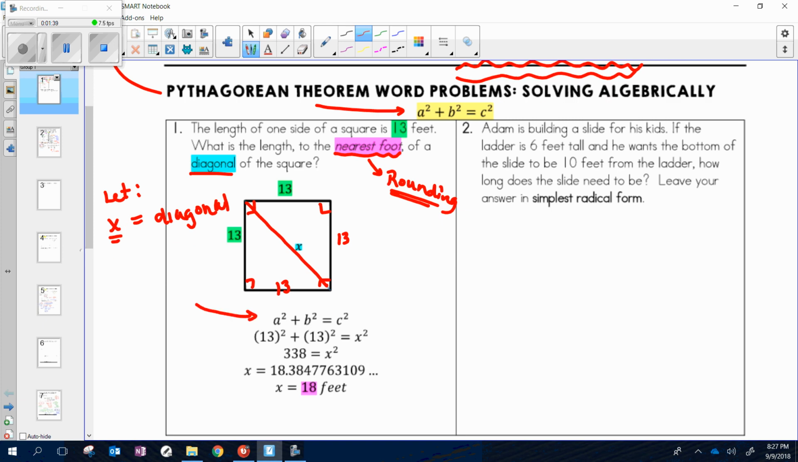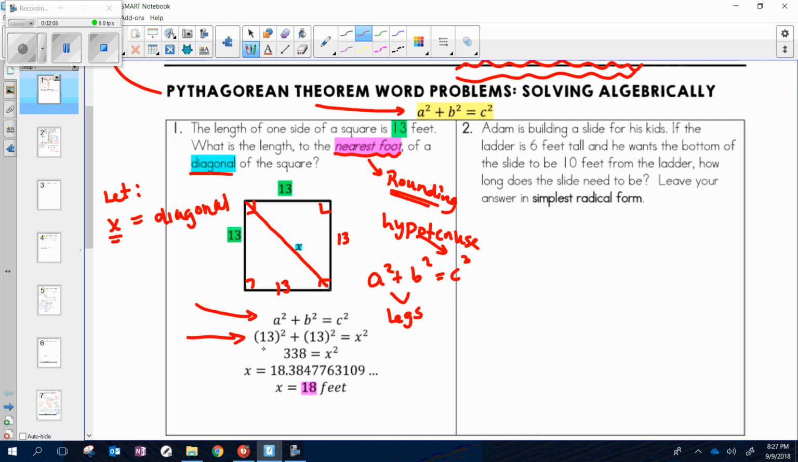Start with your equation that you know, but you don't know any variables. And then you fill in your missing parts. So remember that the a and the b are the legs. The a squared and the b squared, those are the legs. And the c squared on the other side, that's your hypotenuse. And the hypotenuse is the longest side. So that would be the diagonal in this case.